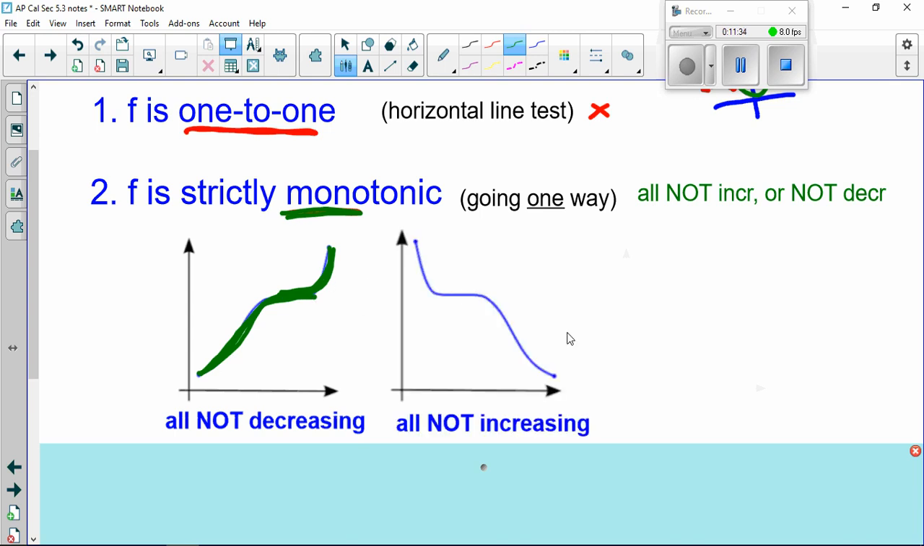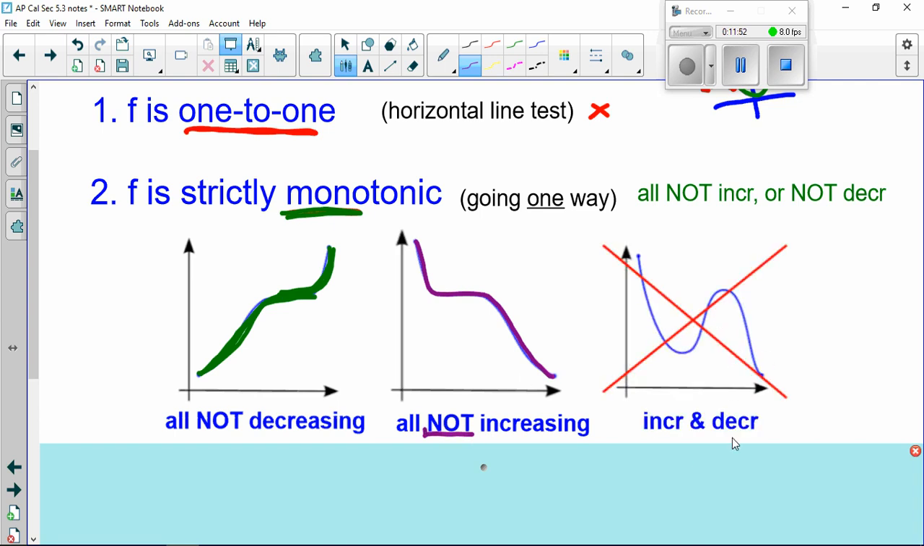This second graph does the opposite thing. It's always going down or flat. Flat is still okay, but everything here is not increasing. So it's still going one way. You're still on your way to your destination.